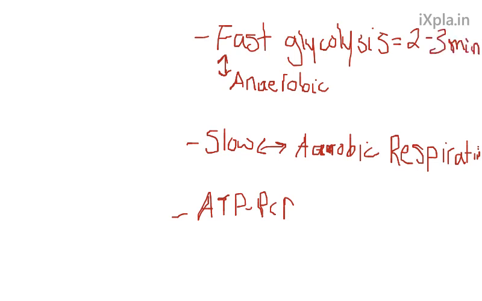So fast glycolysis, the anaerobic system, supplies enough energy for activity that lasts up to about 3 minutes. Then past that, aerobic respiration takes over. Aerobic respiration is usually from, we'll say, 3 to 15 minutes plus, whereas the ATP PCr system supplies you energy extremely fast. So the most explosive events involve ATP PCr.